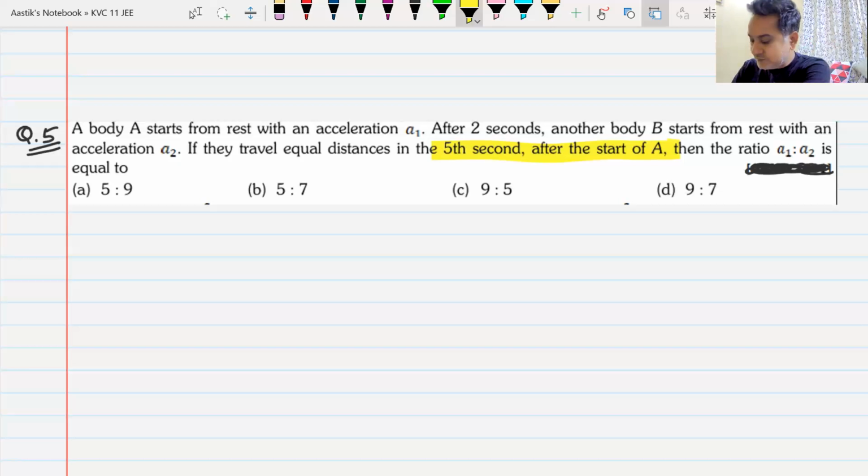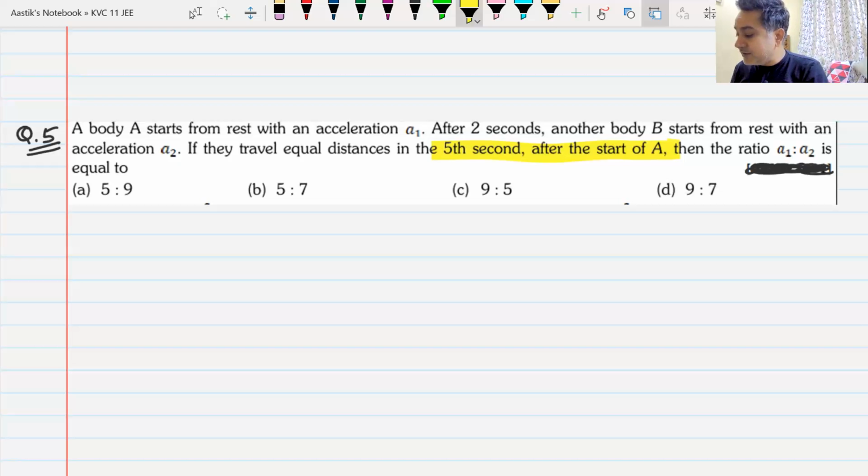Okay. How are we supposed to solve this? So basically, which formula are we going to use? Formula number 4, displacement in the nth second. I will write the formula once again. Why do I write the formula? So that the more number of times you see the formula, the better the chances that you will recollect it. Now, first of all, I'm writing the equation for body A.